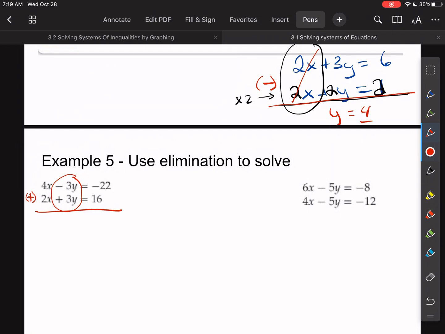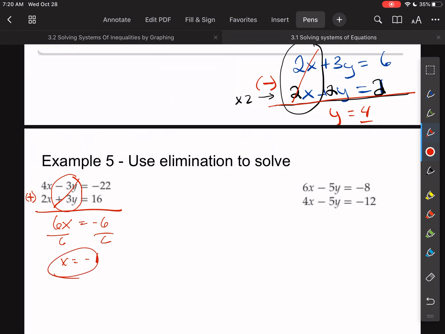So I'm going to add the whole thing together. 4 plus 2 is 6x. -3 plus 3, positive 3, is 0. So this goes away. That's the goal of elimination. We eliminated y. And then for -22 plus 16, I believe I get -6 for that. So here we're going to divide both sides by 6, and we get x is equal to -1.